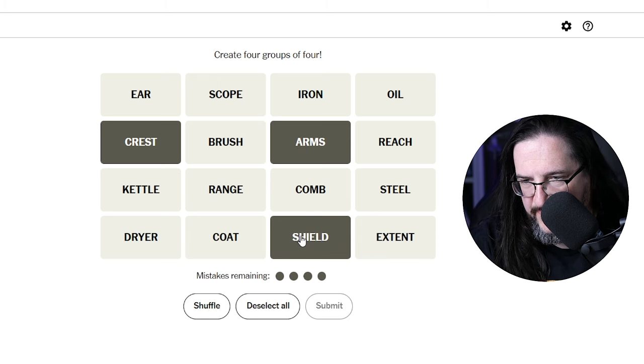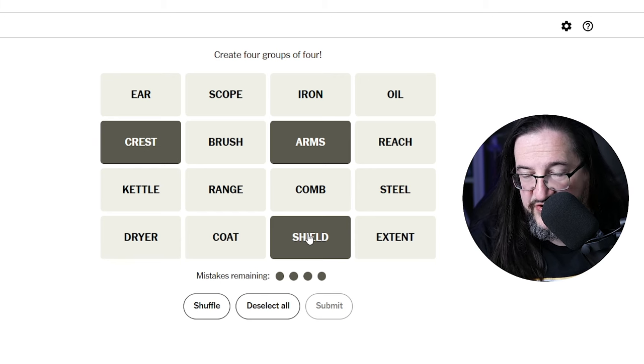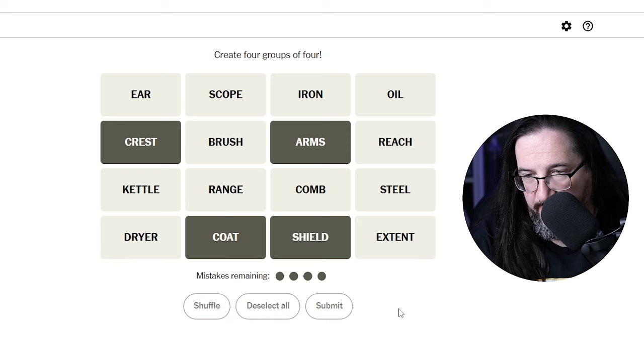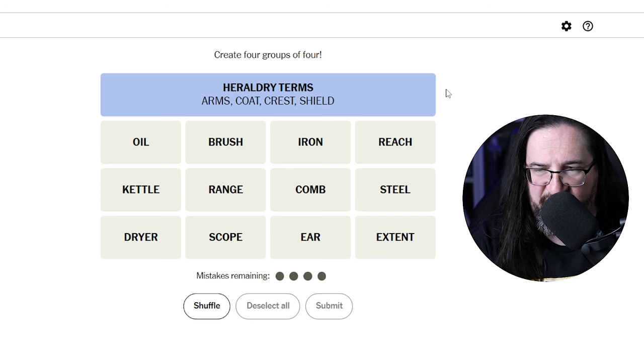A crest, a coat of arms, a shield. Things that a knight would have, a shield, a coat of arms, a crest, things you might find on a flag in the Middle Ages. I'm wondering if that is things you might see on a flag. Well, heraldry terms. That's an interesting one.